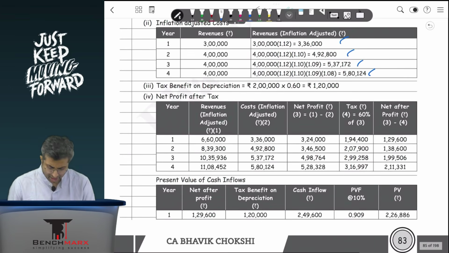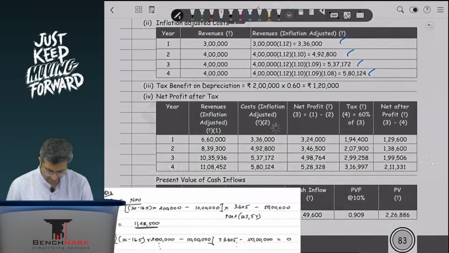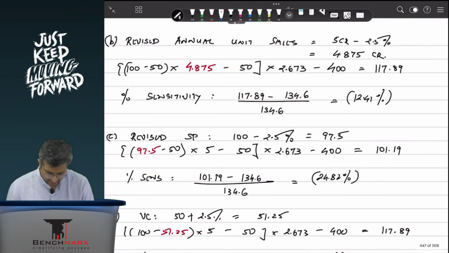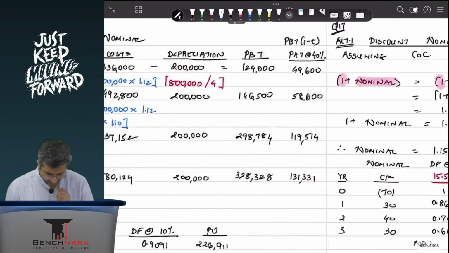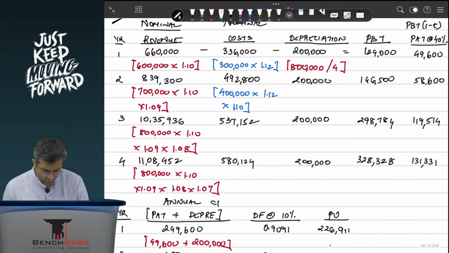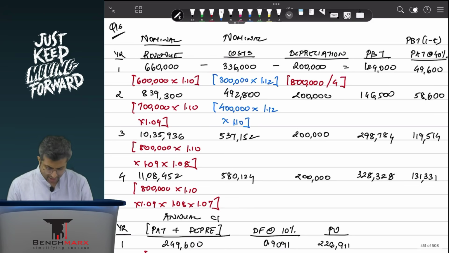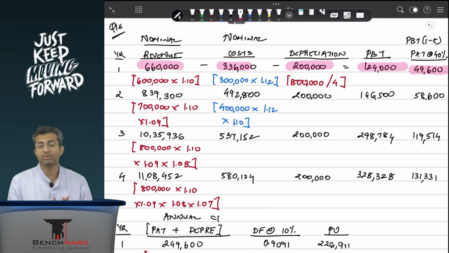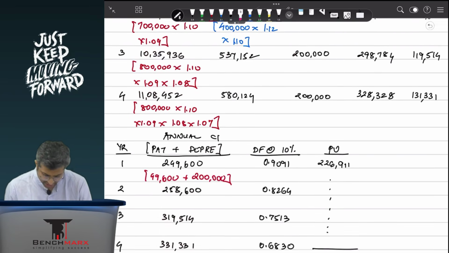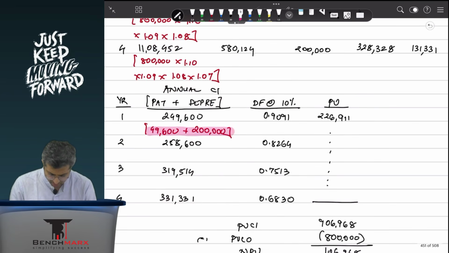So over here, if I want to calculate, and we can do it in multiple ways, I will find the inflation adjusted revenue, nominal revenue, then I'll have nominal cost like we have done over here, and then I will subtract depreciation. This will give me PBT. From the PBT, I will subtract tax of 60%, that will leave me with the PAT of 49,600. But remember, for finding NPV, I don't need PAT, I need cash flow. Cash flow is PAT plus depreciation, so this is PAT plus depreciation for year 1, similarly for year 2, 3 and 4.